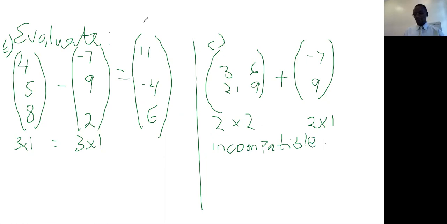So that's how we know whether we can add or subtract matrices. First of all, they must be of the same order. Then each element is added to the corresponding element in the other matrix. I would like you to go to exercise 8.2 in Advancing Book 3, and do questions 1 and 2.